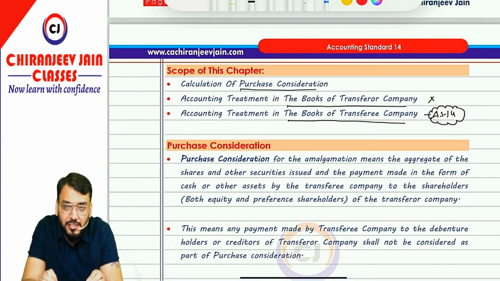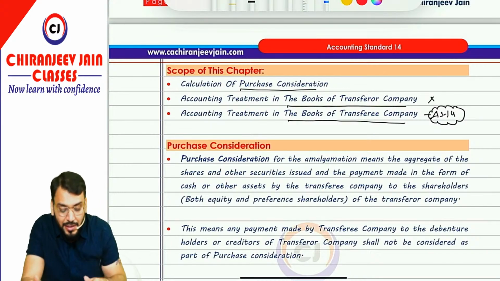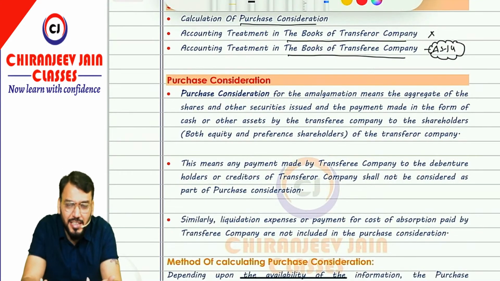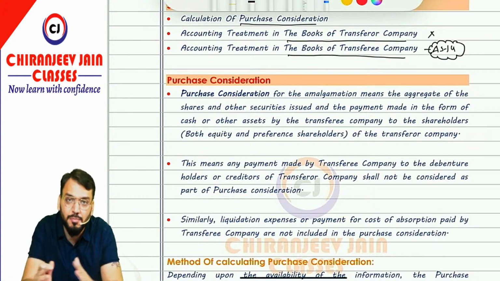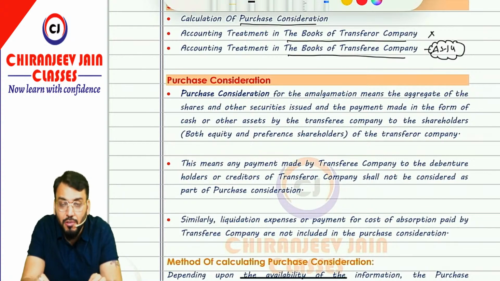So AS14 deals with only the books of transferee company, it does not deal with the books of transfer company, correct? Now calculation of PC: PC is nothing but the amount of consideration which is paid by transferee company to the shareholders of transfer company. So any amount which is paid or payable to the shareholders of transfer company is known as purchase consideration. I repeat what I have said.